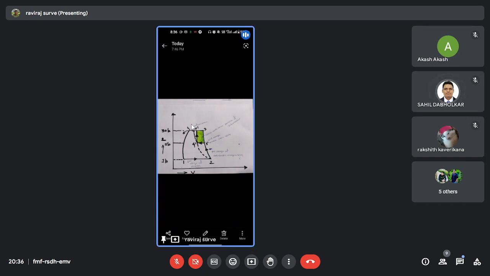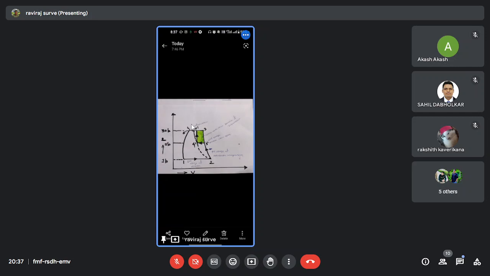So we use the multi-stage compressor to reduce the work done. That is the main reason why we use it, because if you reduce the work done, then of course you will save your cost. Okay, so just look here. You can see there is a graph. One side is a pressure and volume graph.